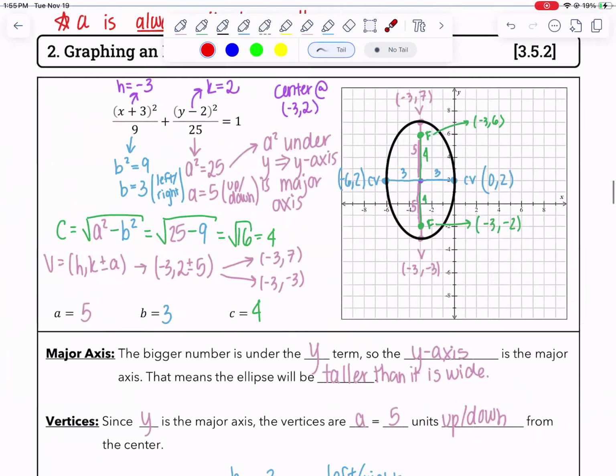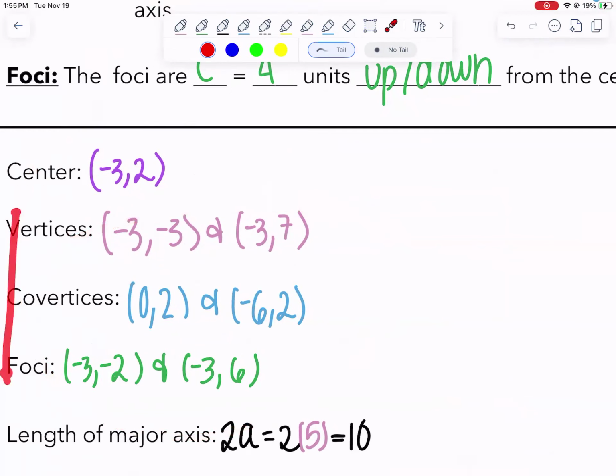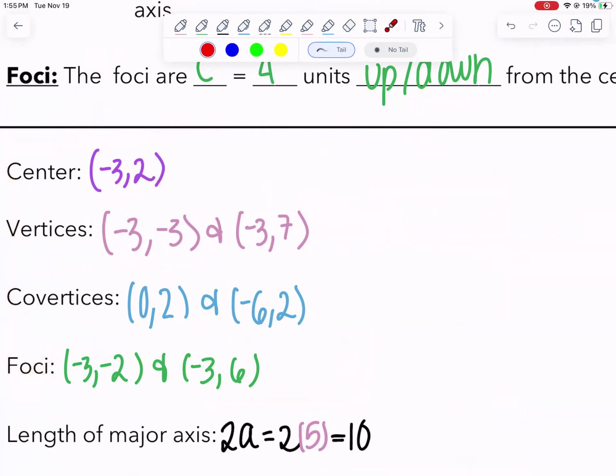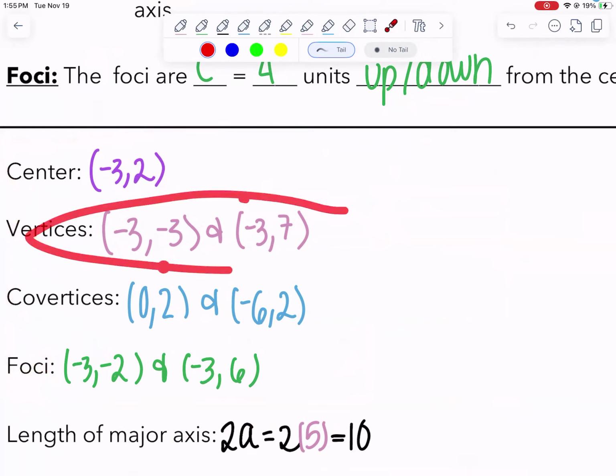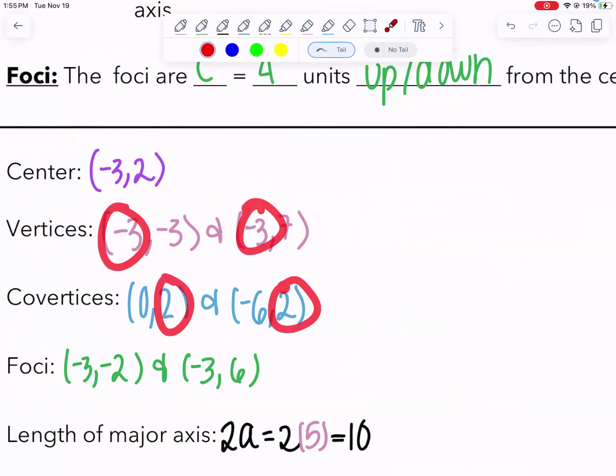Yeah, that's that for that one. Do notice on all of the sets of the vertices, the center, the covertices, the foci, all of them share some type of point with that center. They all share the same x value here. So if it's going to be wide, the vertices will have the same y value, the covertices the same x value, and the foci the same y value.